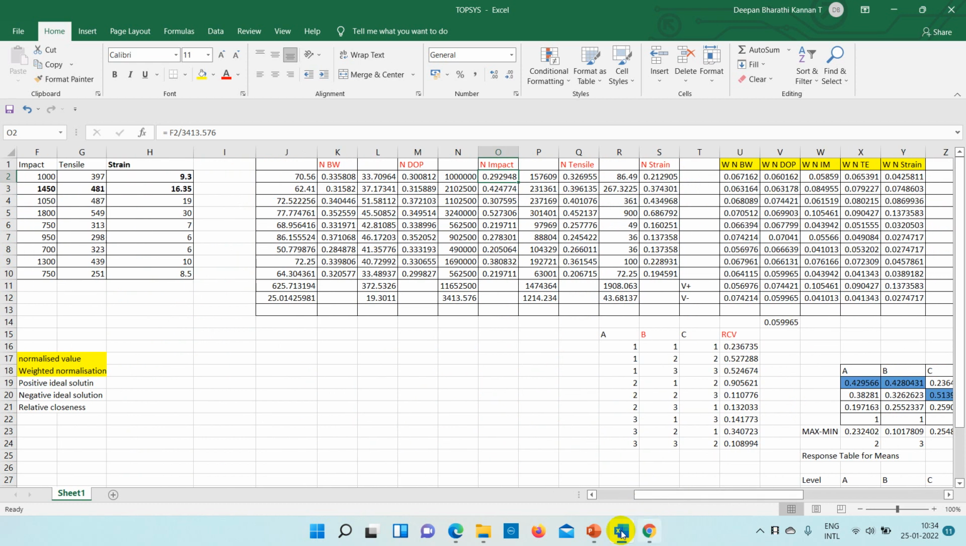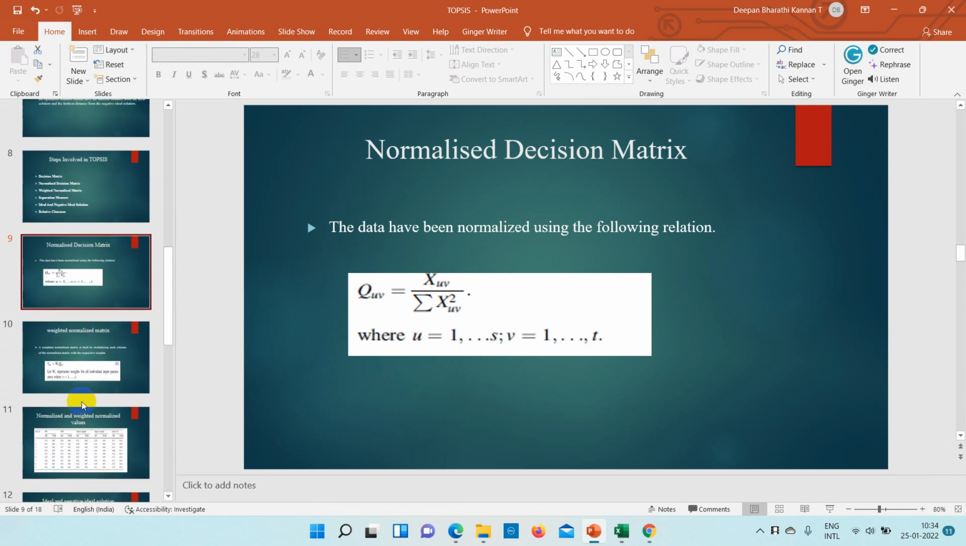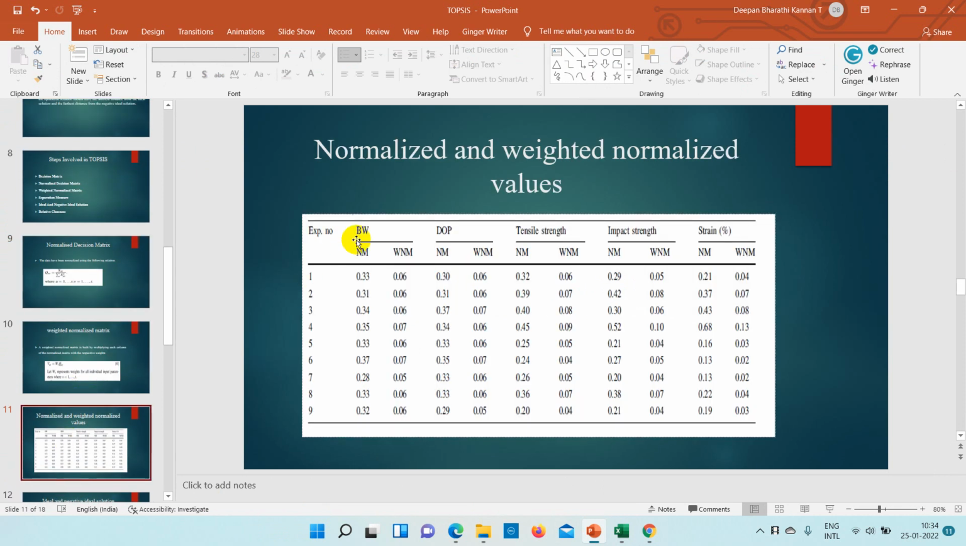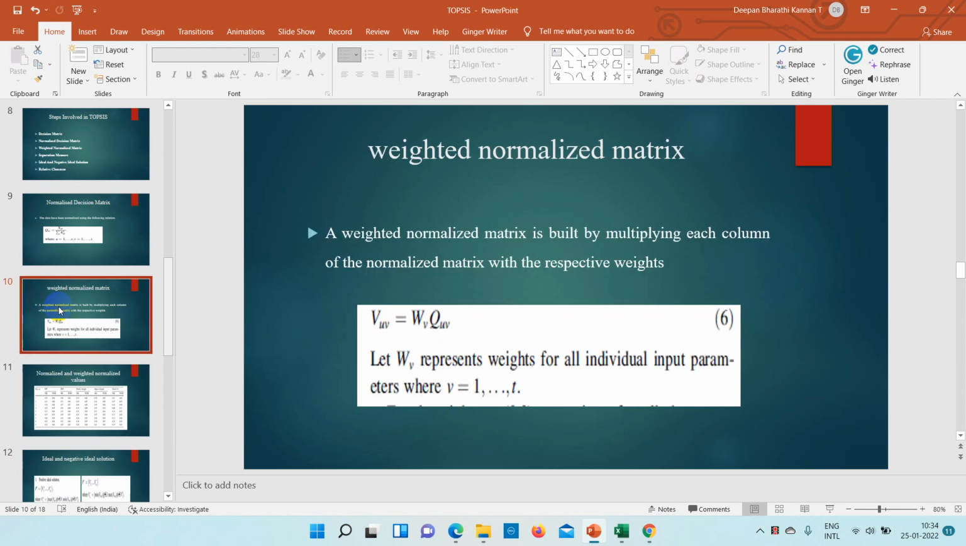Okay, next we will try to calculate the weighted normalized matrix. That is the second step. You can see here we have found the normalized decision matrix and those values are tabulated here. This is the normalized value. Let's see how to put the weighted normalized value. In this work they have considered 5 output parameters and they have assumed equal weights for all the output parameters.